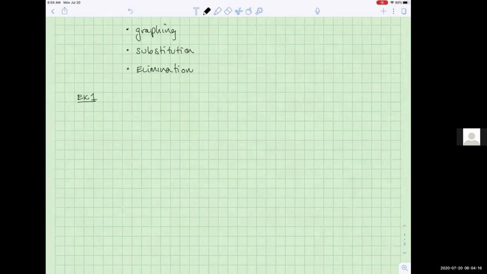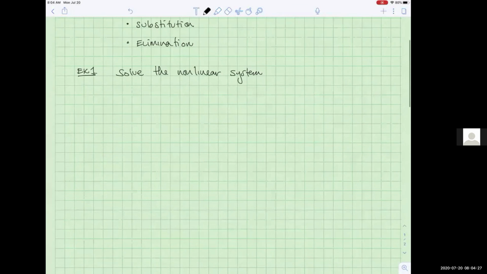Example number 1. Solve the nonlinear system. And we'll start off with something pretty easy here at first. Let's see. X squared plus y squared is equal to 16. And 9x squared minus 16y squared is equal to 144.